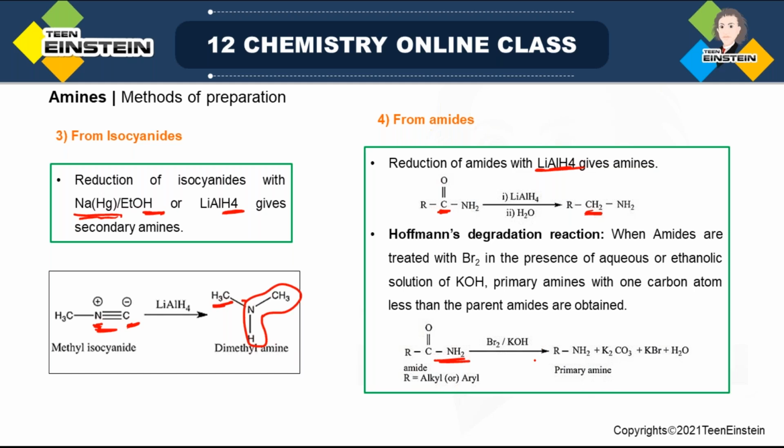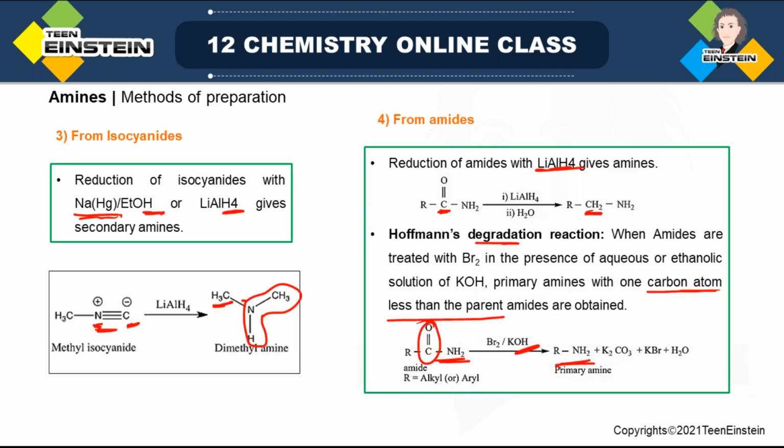Here we use bromine in presence of KOH or NaOH, not necessarily KOH, NaOH is also fine, and you get a primary amine. But remember, the unique thing about this reaction is that here one carbon atom is less than the parent because this CO is ultimately removed. In the product, you do not have this carbon. So that is why from RCONH2 you are getting RNH2, one carbon less. That is why the name is degradation.